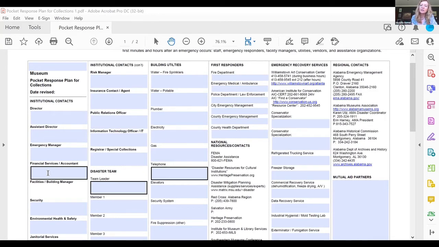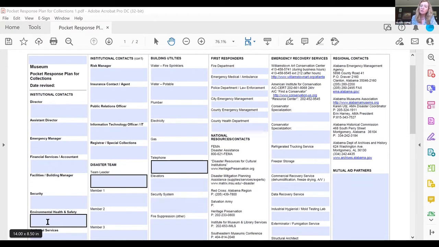And then here they've got financial services or accountant, but who is the head of the money? Who controls the money in your institution? Here it might be your chief finance officer, not your accountant or financial services, but whoever has to authorize payment for anything. And then security, who's head of security in your organization? Who's responsible? Again, it might be a chief operations officer, it might be the CEO, it might be the director, you might not have a security person.